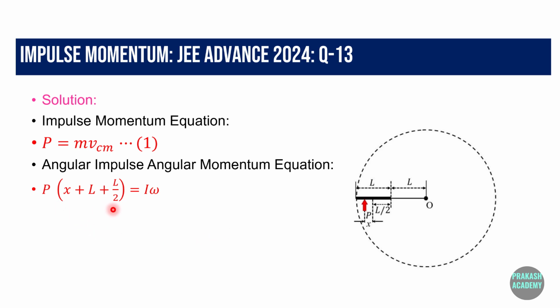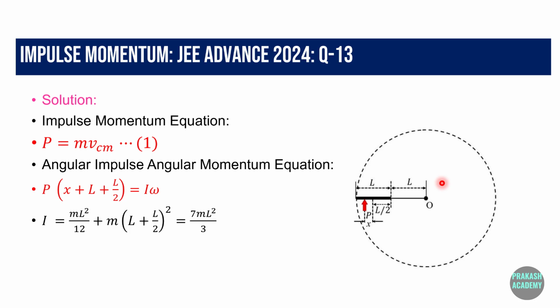So this is angular impulse, and this is equal to the change in angular momentum. Initial angular momentum is 0 and final angular momentum is I times omega, where I is the moment of inertia of this system and omega is the angular velocity about this point.